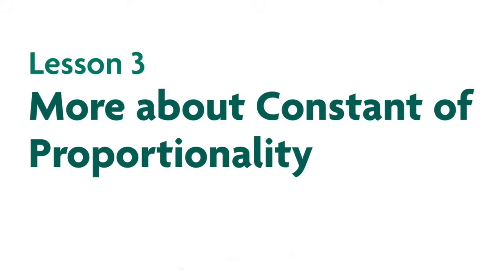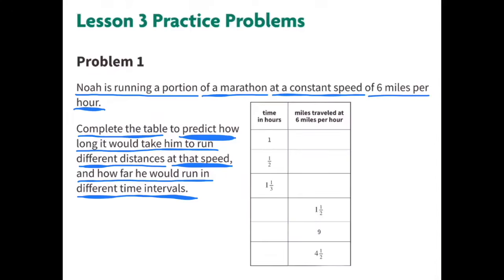7th grade, Unit 2, Lesson 3, More about constant of proportionality. Number 1. Noah is running a portion of a marathon at a constant speed of 6 miles per hour. Complete the table to predict how long it would take him to run different distances at that speed, and how far he would run in different time intervals.